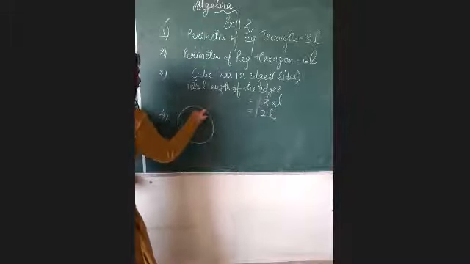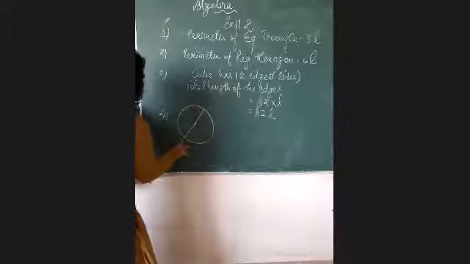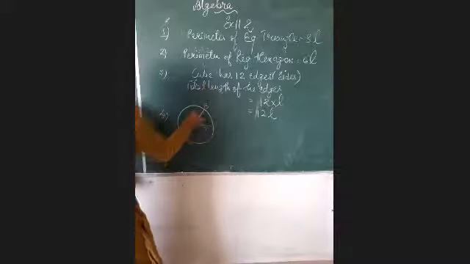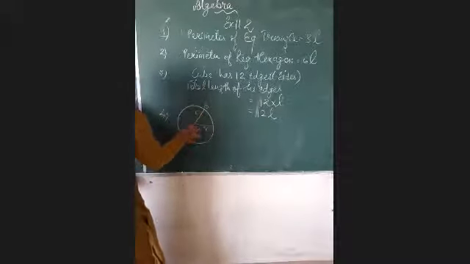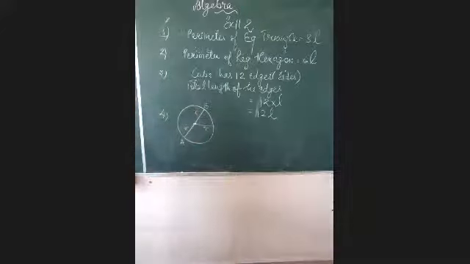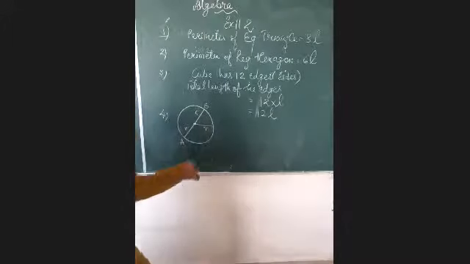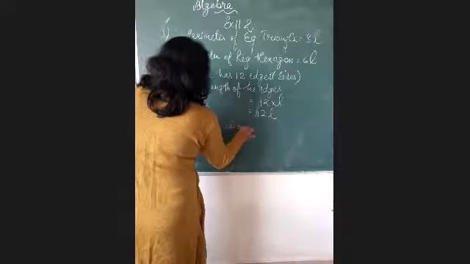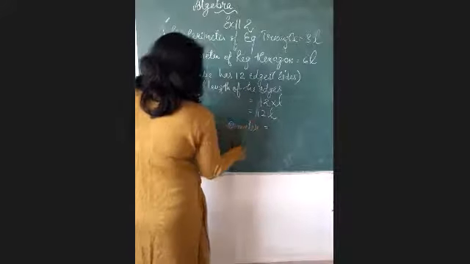So you know that this is a diameter which is given in the question, AB, and this is a radius, and you know that this is also a radius. This is also a radius. So if you remember, I have taught you this portion also, that diameter is always just double of radius.